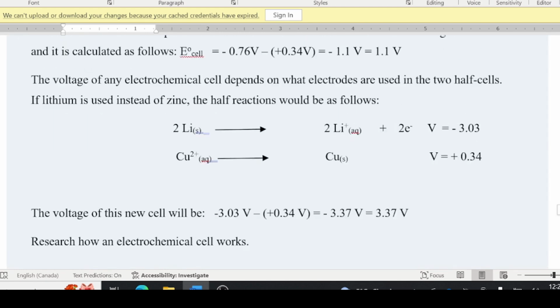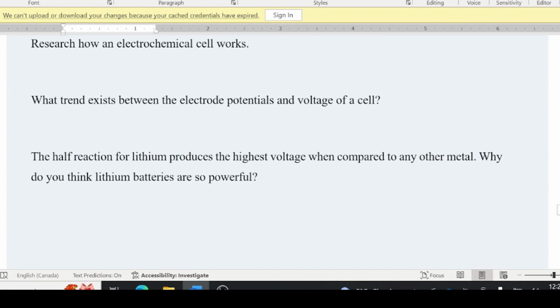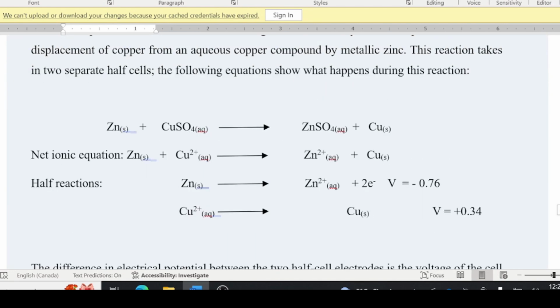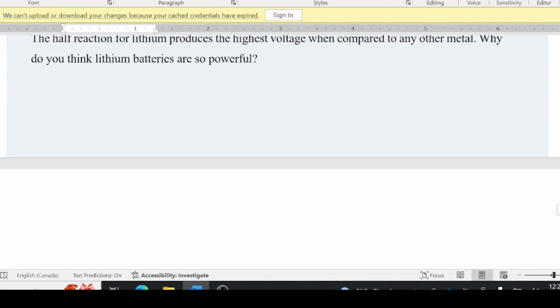Another question is here too. You can read that and try to do it. All the answers are given in the solution manual.